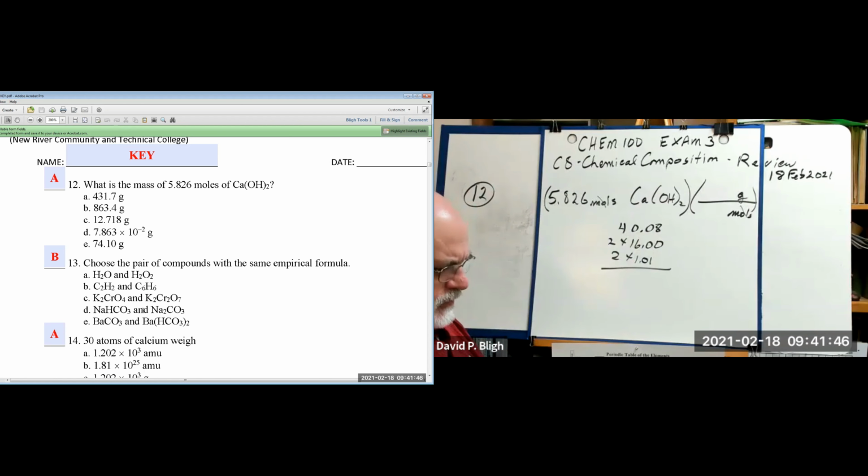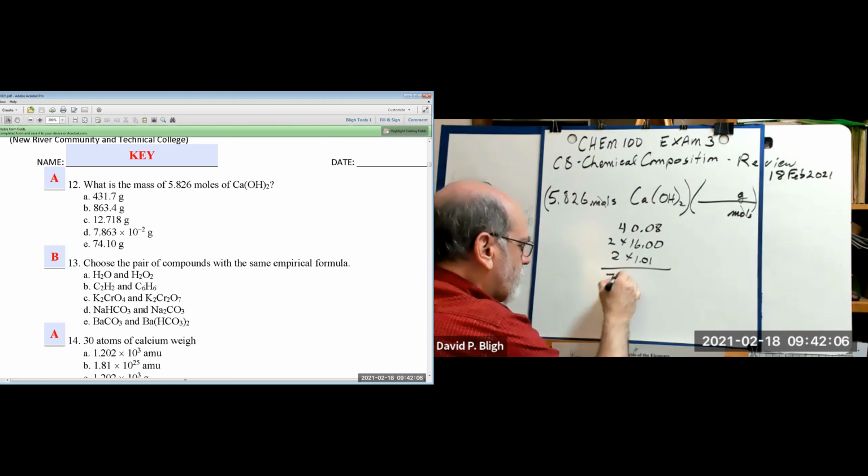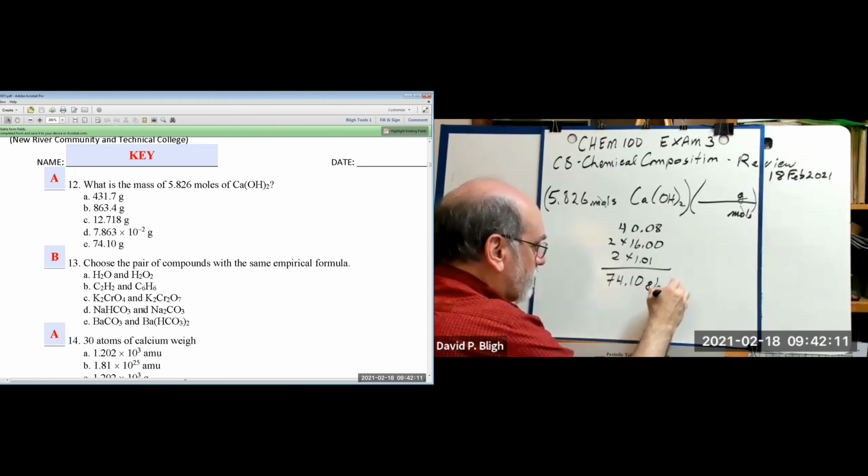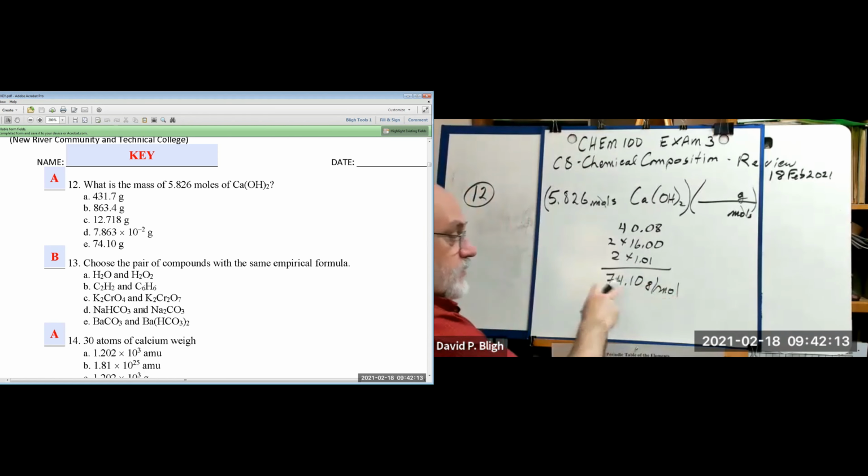I think it's going to be close to 100, if memory serves. 32 and 2.02. No, I'm wrong. I don't know what I was thinking of. 74.10. And grams still need to be on top.